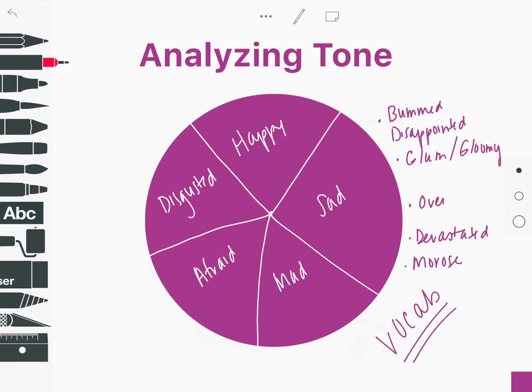And then you could say they're overcome, meaning that they're overcome with sadness. The tone could also be, I'm trying to think of one that fits in that range again. I'm having a lot of trouble thinking of words today.